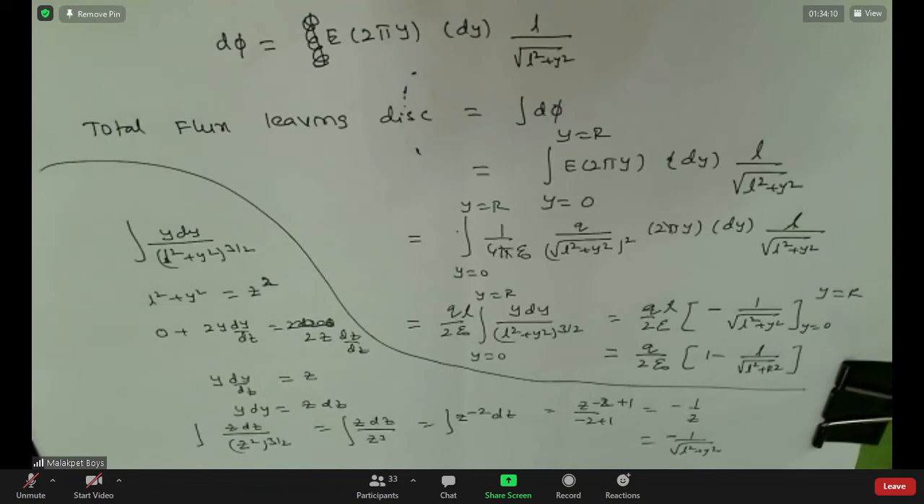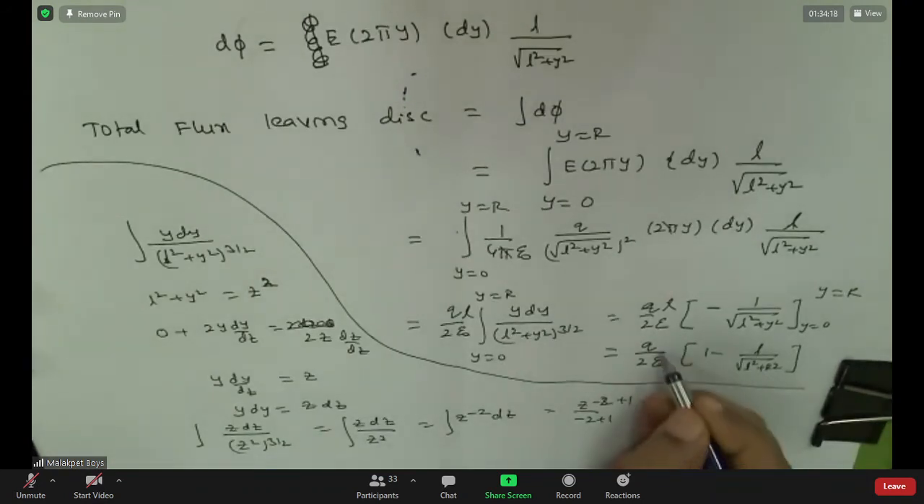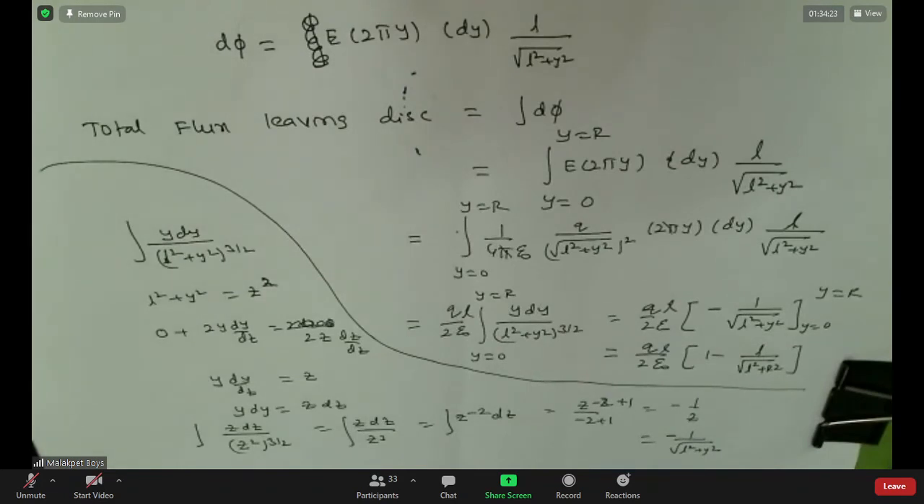Now tell me, man. The last step is Q L by 2 epsilon naught. No, if you send L, it will get cancelled. Check once. Yes, sir. This L, if you get it, will get cancelled. Check once; you do it, it will be annoying. Yes, sir. L by L is 1, sir. Finished? Yes.